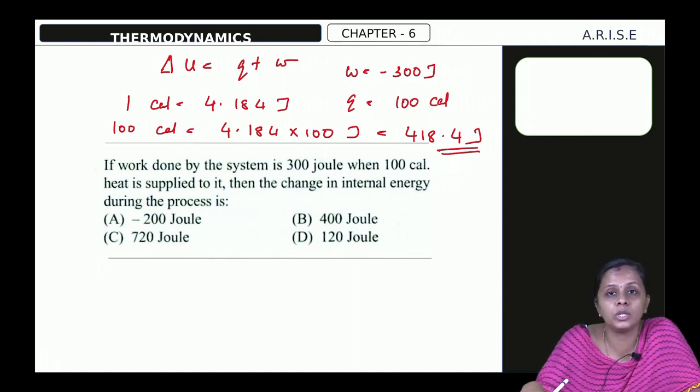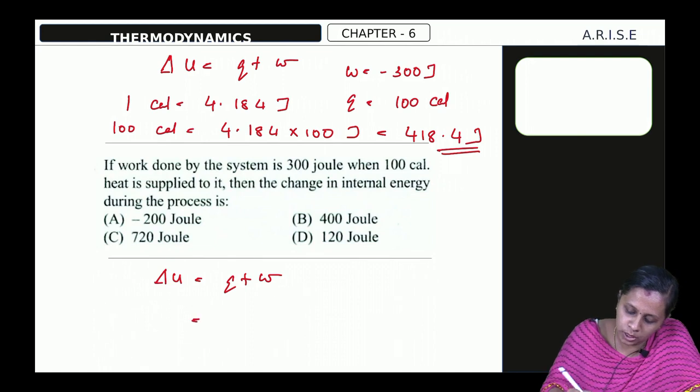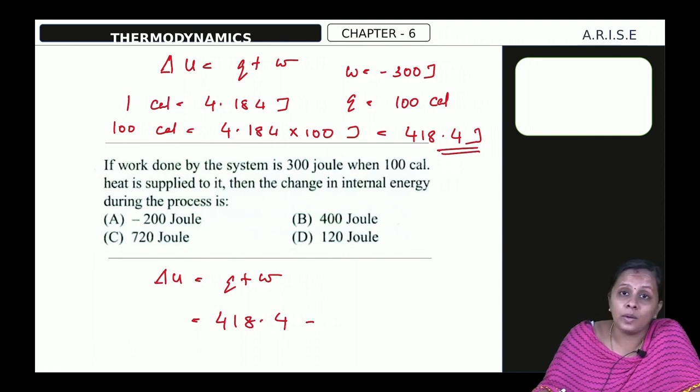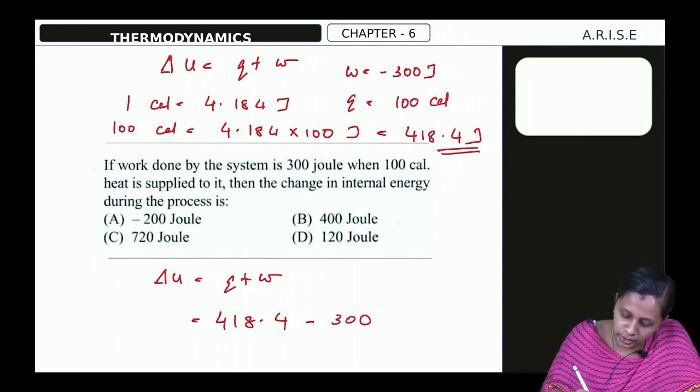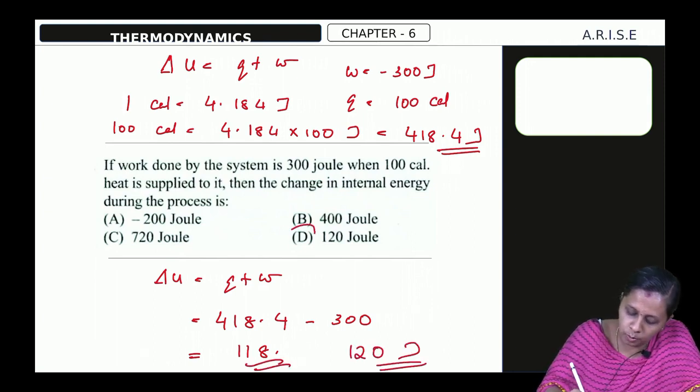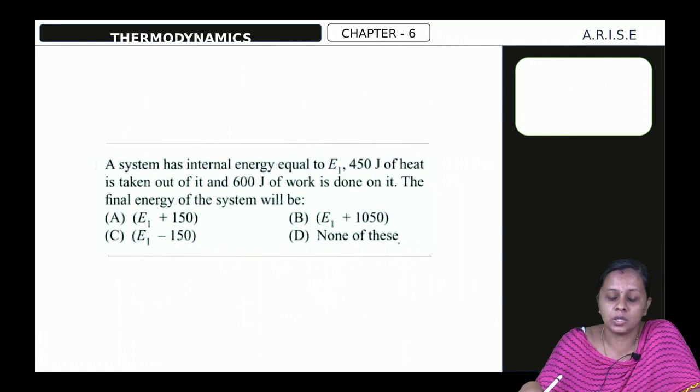Now we can substitute in the equation delta U is equal to Q plus W. So let us substitute it. Delta U is equal to Q plus W. Q is equal to 418.4. Work is negative. Why work we are giving negative? Because work is done by the system, that is negative. Work done on the system, it is positive. So it is minus 300. It will be around 118 something. So this can be approximated as 120 joules. So which is the option? It is option C. Now moving on to the next question.